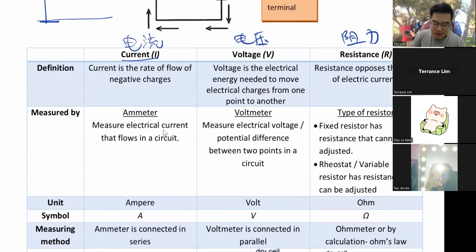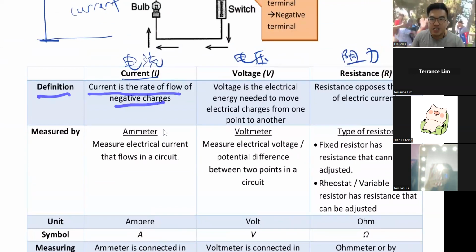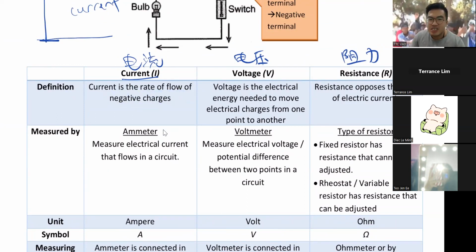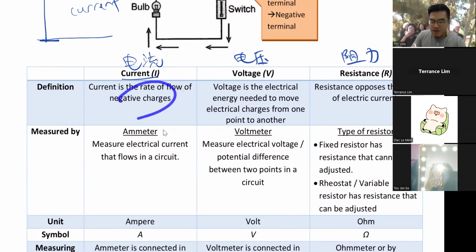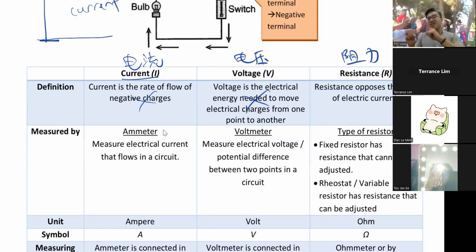All right. So definition. Current is the rate of flow of negative charge. That means how wide they are flowing. Voltage is the electrical energy needed to move electrical charge from one point to another. Okay, you know what, guys? Don't care about this. This is not to do with you. Resistance, they oppose the flow of electric current. Resistance is fighting you. Very easy, right? Current is the width, voltage is the speed.